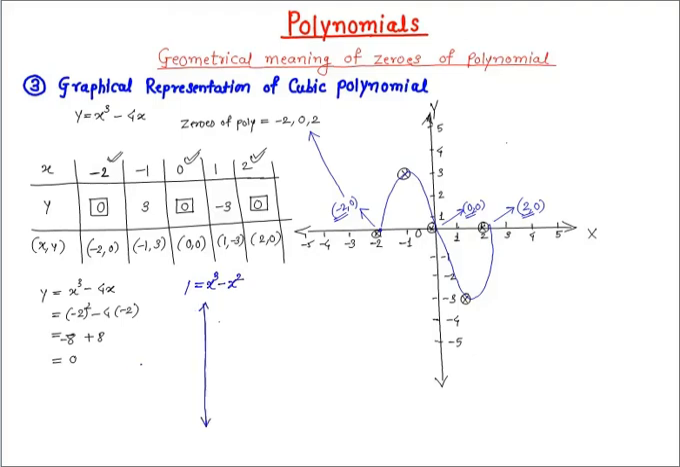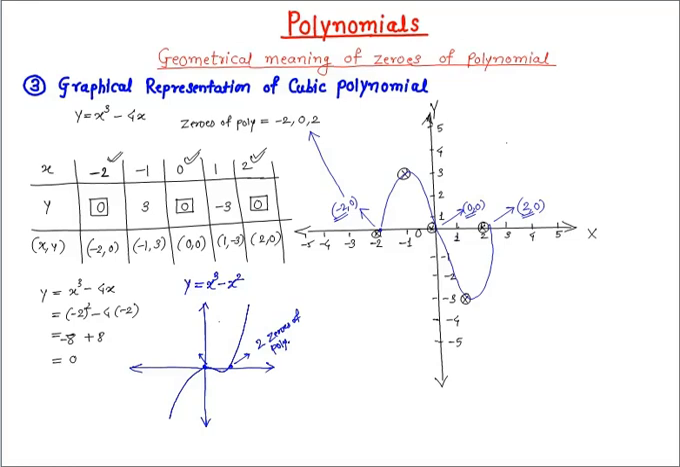Now let's take one more example of cubic polynomial, that is x cube minus x square. So the graph of this polynomial we get is something like this. If you calculate all the x coordinates and y coordinates, and if you plot the graph, you get a graph like this. Now if you observe, this graph is cutting the x-axis at 2 points. So how many zeros will be there for this polynomial? There will be 2 zeros of polynomial, and the x-coordinates of these points will give you the zeros of polynomial.